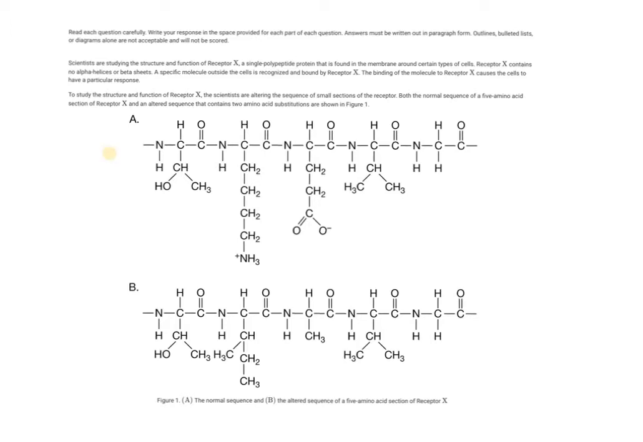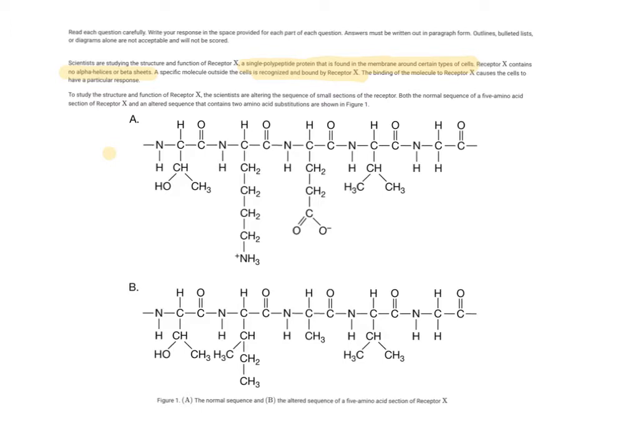So I'm going to use just a little highlighter here like I did in class to highlight just the main things. It says scientists are studying the structure and function of receptor X, which is this single polypeptide protein that is found in the membrane around certain types of cells. So it's a single polypeptide chain that's found in the membrane of a cell. Receptor X contains no alpha helices or beta sheets. We should be thinking secondary structure right there. A specific molecule outside the cells is recognized and bound by receptor X. The binding of this molecule to receptor X causes the cells to have a particular response. So there we see what the function is of this protein.